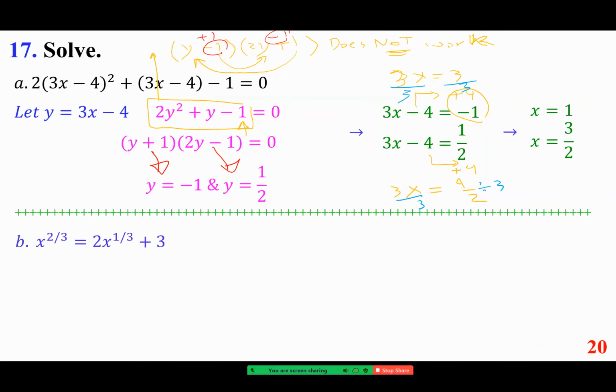And you can always check with the original equation. For part B, we do substitution by letting x to the power of 1/3 be anything except x, for example, m. And when you do that, this is m squared equals 2m plus 3. We move everything to the same side and we factor. We factor it into m minus 3 times m plus 1.